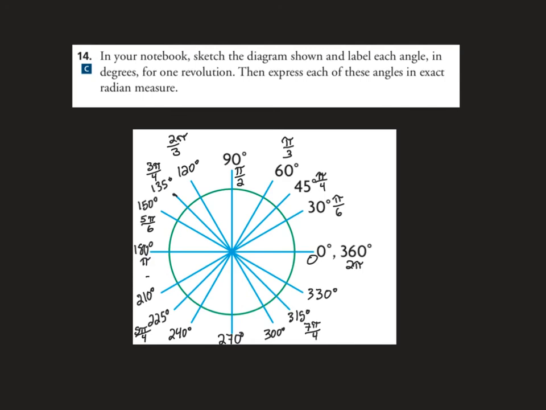210 is 7 pi by 6. 240 is 8 pi by 6. 8 pi by 6 can be reduced. Every 60 I should be reducing it to thirds instead of 6. So this is 4 pi by 3. 270 is 9 pi by 6, or we could reduce that as 3 pi by 2 if you divide top and bottom by 3.